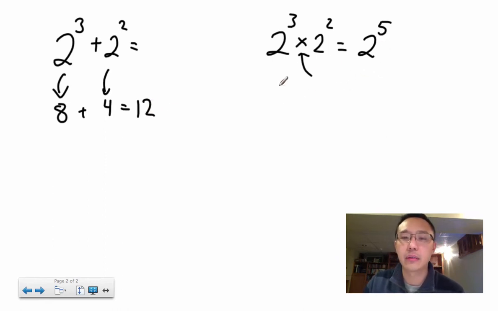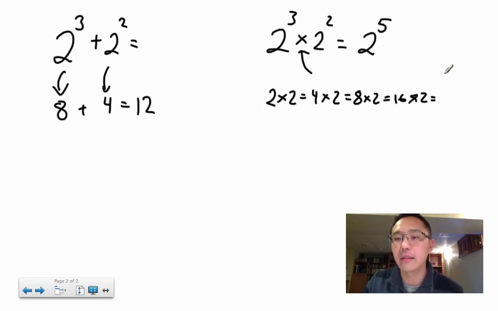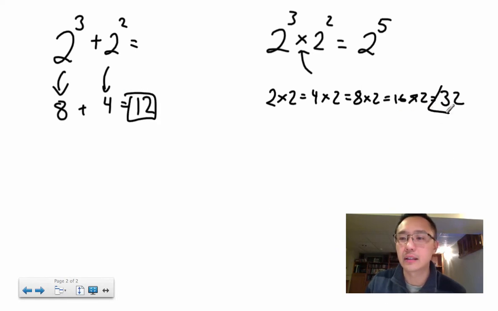Well, what's 2 to the power of 5? 2 times 2 is 4, times 2 is 8, times 2 is 16, times 2 is 32. So 1, 2, 3, 4, 5. Yeah, so it's 32. You can clearly see that 12 is not the same as 32.